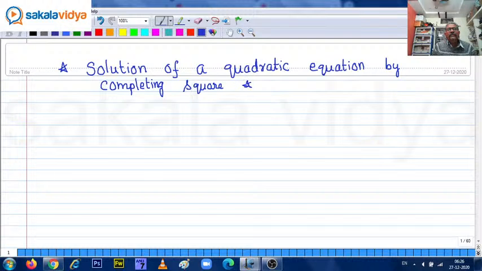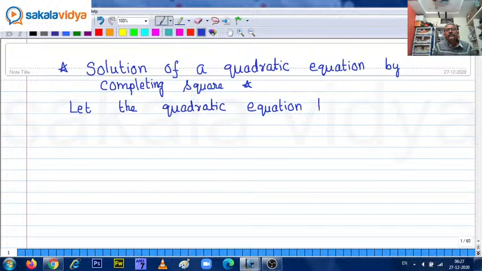First we discuss now. Let the quadratic equation be ax square plus bx plus c equals to 0, where a does not equal to 0.